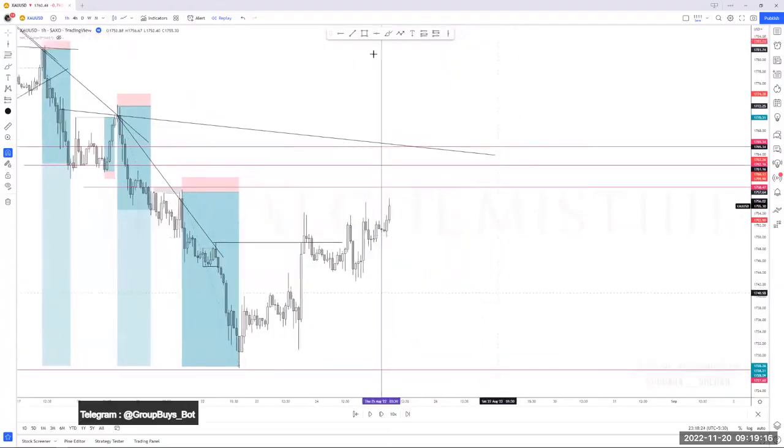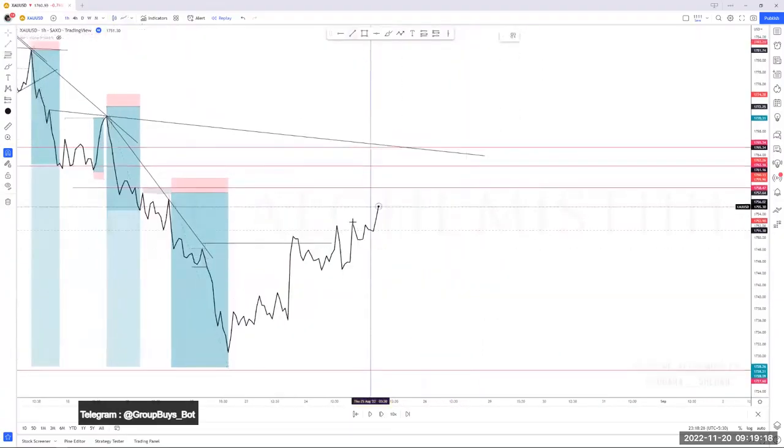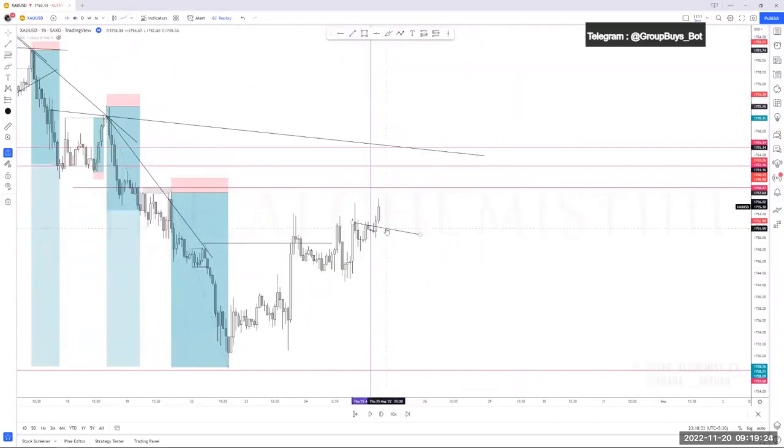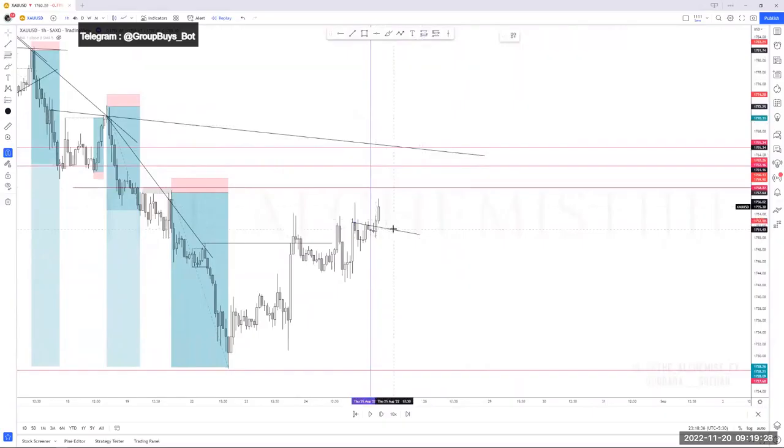Where do we have a buy setup? Okay, we have this trend line. Can you see this? Break and retesting. Let's see if price comes here. Let's buy it with our stop loss here, like this.